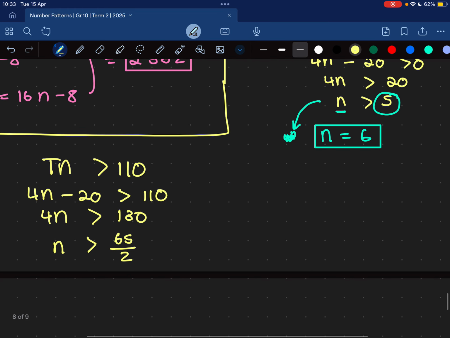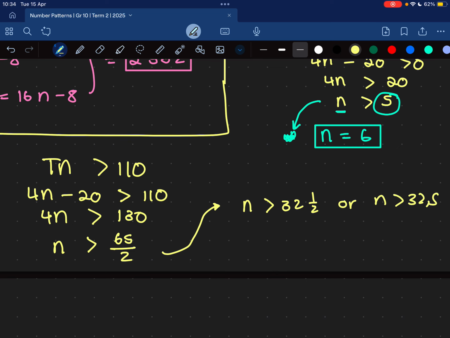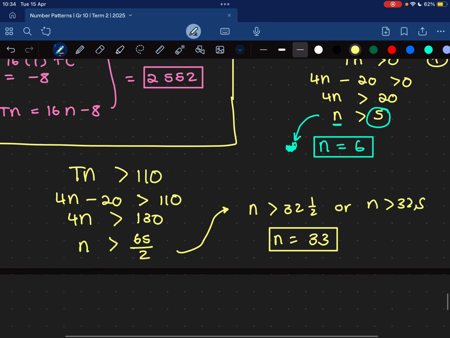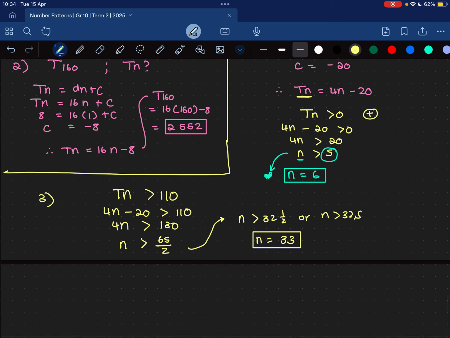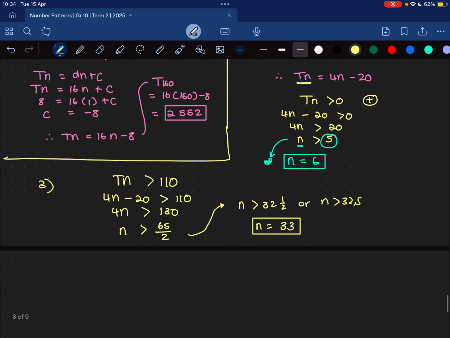Remember you can put this in a decimal format or you can put it in a fraction format. It's up to you to figure out exactly where this lies. But n is essentially supposed to be greater than 32.5. So therefore n is going to be 33. So that is all the corrections from the questions that we went through.